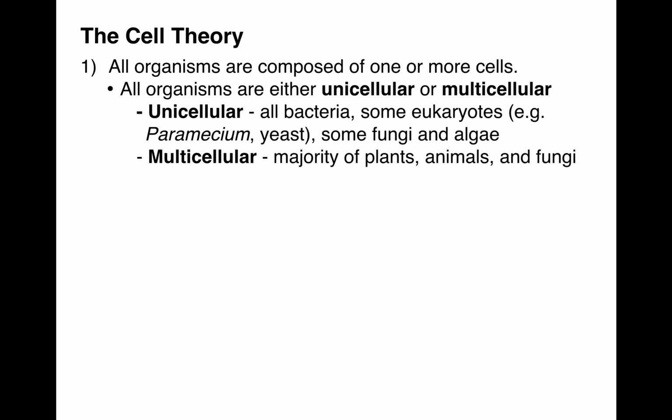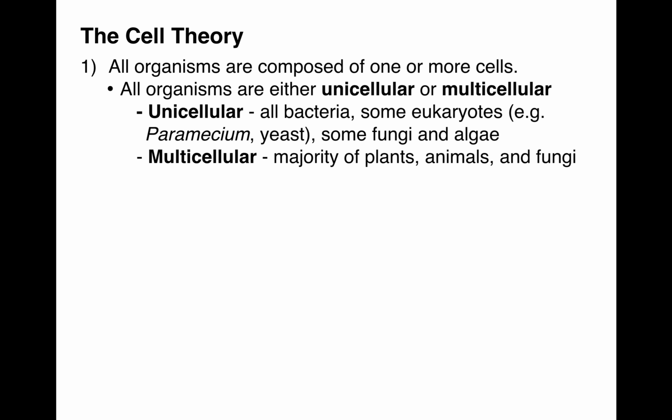What's nice is that all unicellular organisms, since they're only composed of one cell, can be broken up into just a couple of different categories. All bacteria, for example, will be unicellular organisms. And only a few of the eukaryotes that we'll see and learn about a little bit more in a bit are going to be unicellular. So yeast, for example, are unicellular fungi.